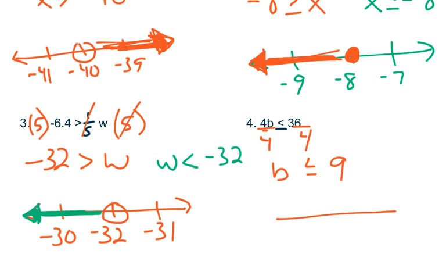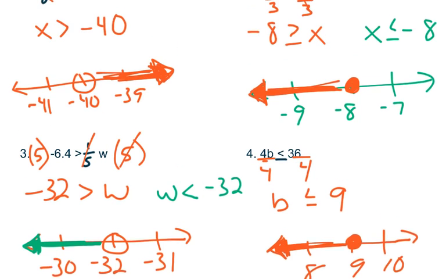B is less than or equal to 9, so my variable's on the left already, so I don't need to flip anything over. 8, 9, 10. This one's closed because it's the or equal to part, and then it's less than again, so out to the left.